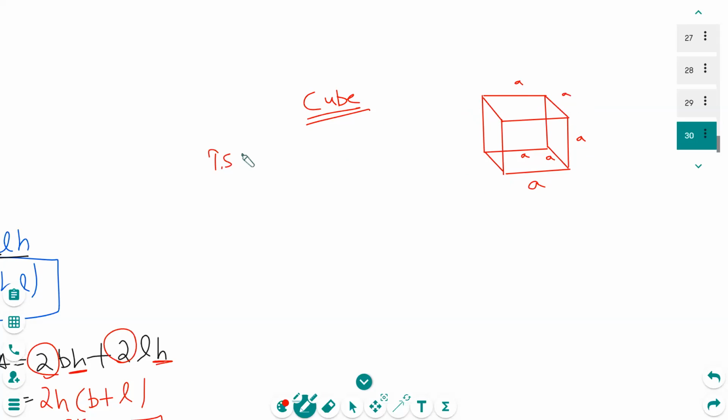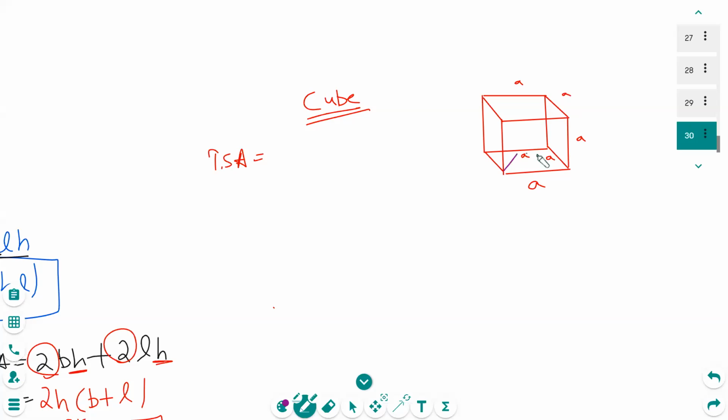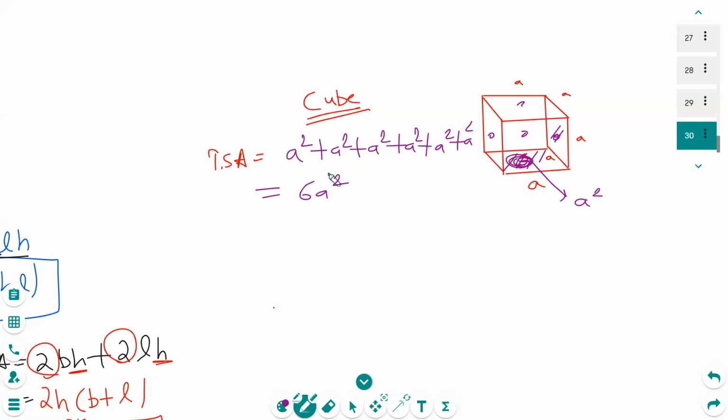Now about the total surface area. How many squares can you see here in this figure? Yes, 6 squares. And the area of a square is side squared. So for the 6 faces, I will have a square plus a square, I will add them up 6 times, so I will get 6a square, isn't it? So the total surface area will be 6a square. Very easy.